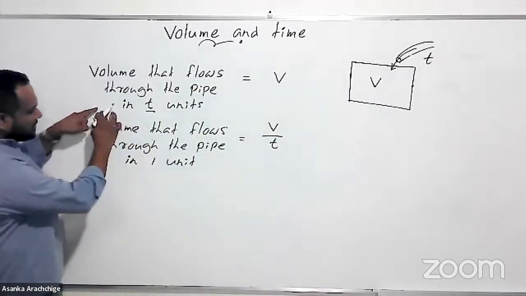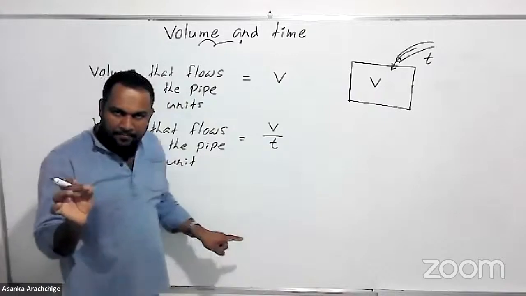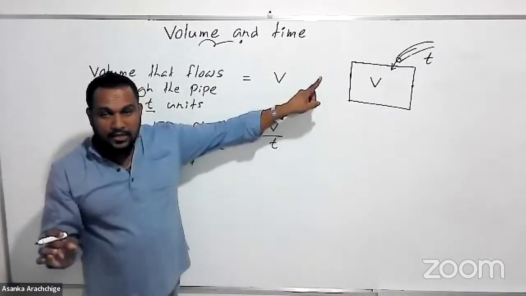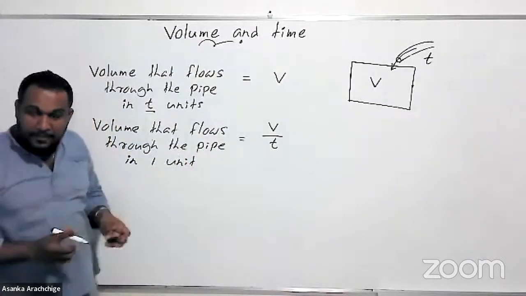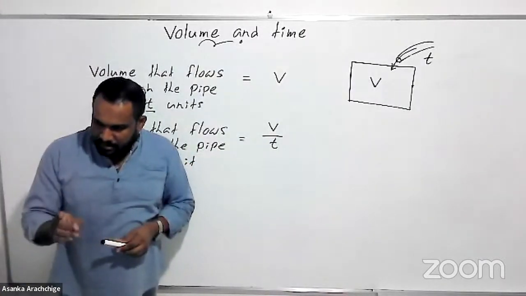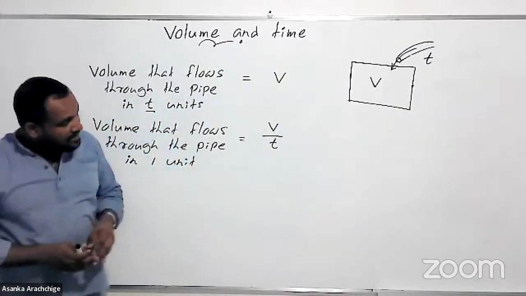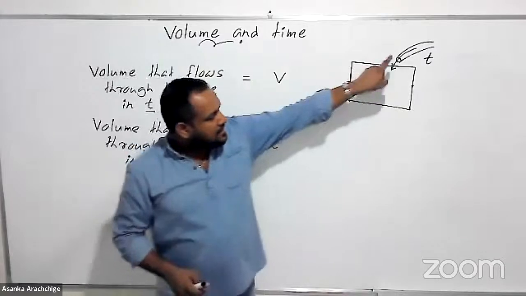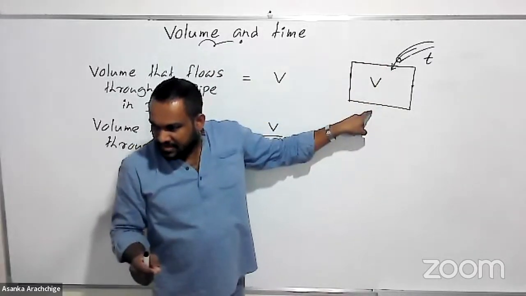So this is defined as the rate at which the water flows through the pipe. We define this as the rate. Rate in Sinhala is sheeghrathawaya. The rate at which this liquid flows through the pipe. Understood?